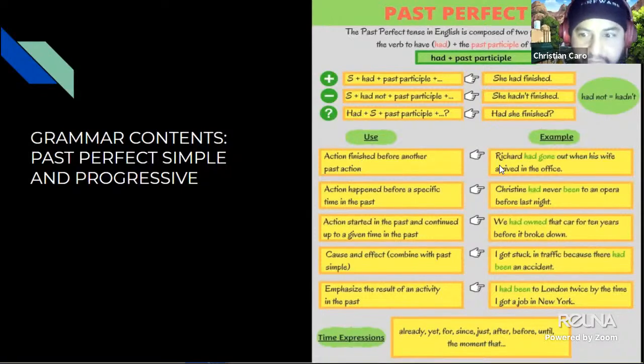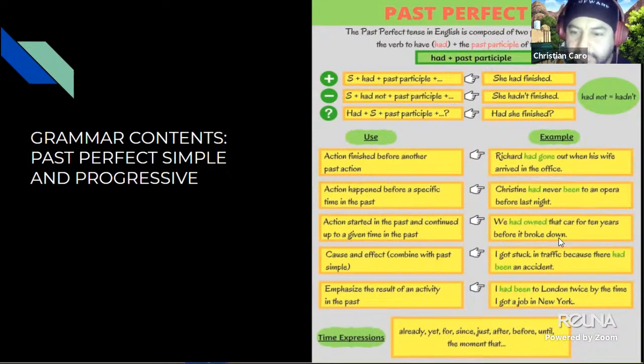Now, for the first use, Richard had gone out when his wife arrived in the office. So you have two events in the past. One happened before the other one, right? Remember that with the past perfect, we use the auxiliary verb had, or hadn't in the negative, which is the same for all the personal pronouns, plus the past participle. Also, second example, Christine had never been to an opera before last night. Okay, so in this case, you can see an adverb in the middle, had never. You put it right in the middle between the verbs. And last night, specifying the time when it was.